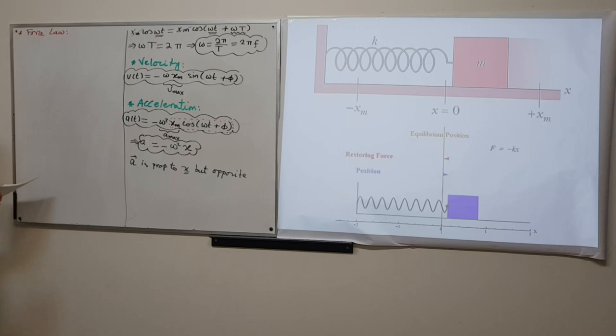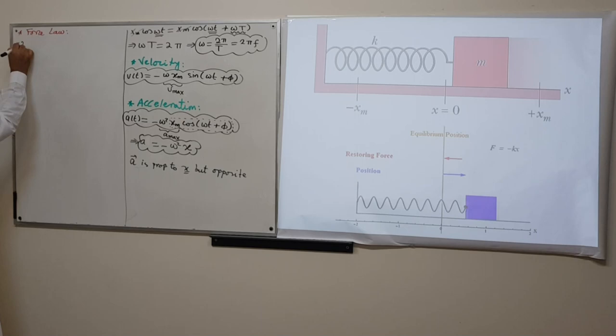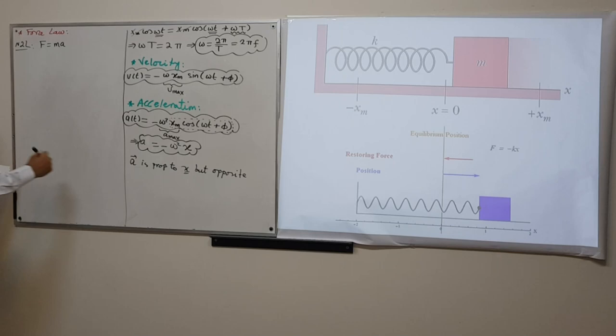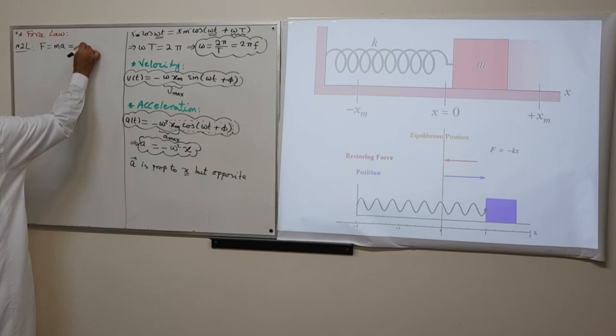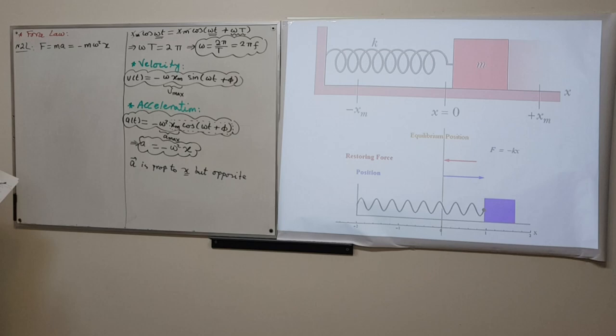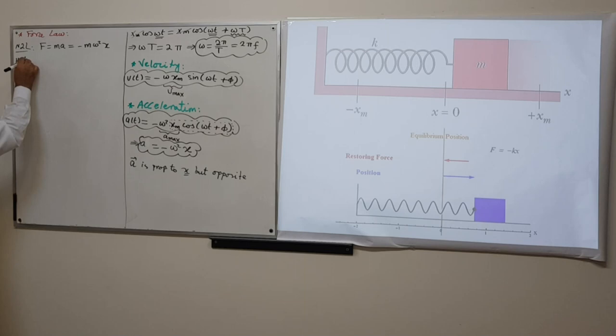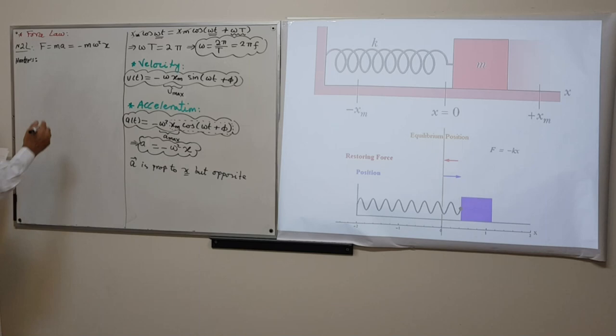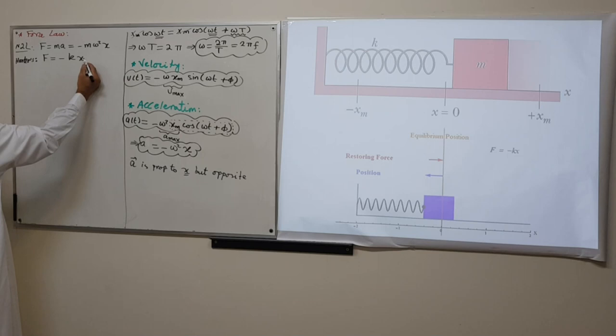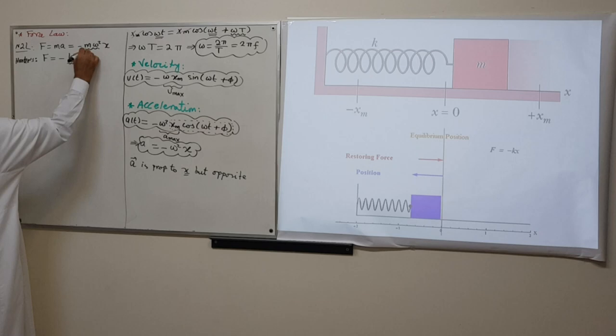Here is how we have it. Newton's second law says F is equal to ma, and a is there. So this is minus m omega squared x. And now compare this to Hooke's law that we studied in chapter 7. The spring force, what is it equal to? F is equal to minus k times x. Okay? There is F. The negative sign is there, x is there, so what is our conclusion? The spring constant k is equal to m omega squared.